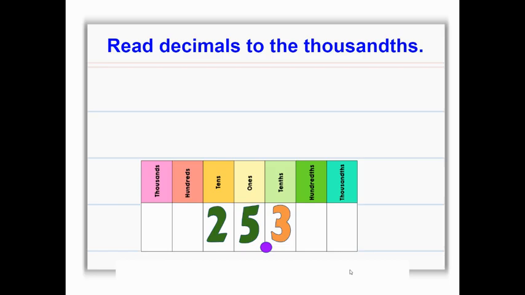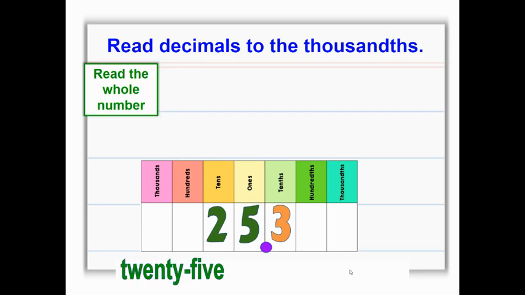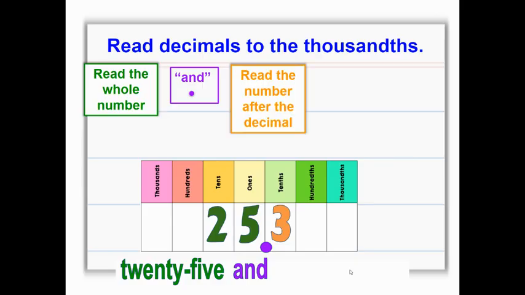So if we wanted to read this decimal to the thousandths place, here are the steps we would take. We would begin by reading the whole number, everything to the left of the decimal point. So we have 2 tens and 5 ones, which is 25. We then read the decimal point and say the word and. So 25 and.